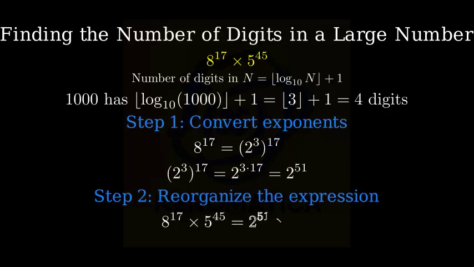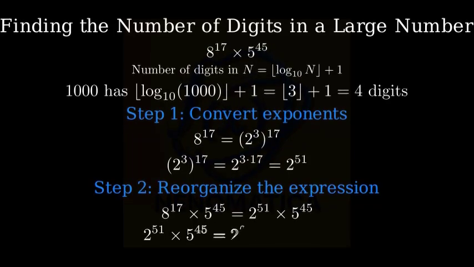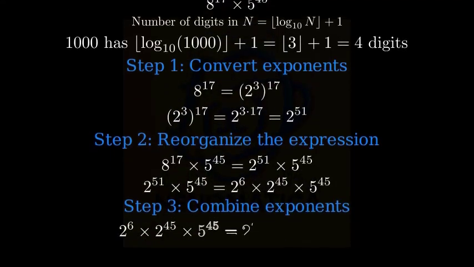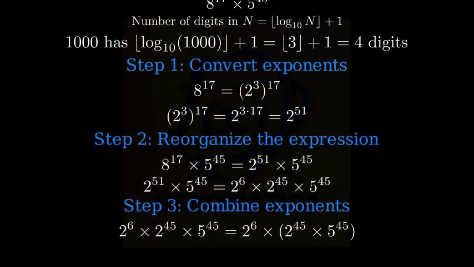We can rewrite our original expression as 2 to the power of 51 times 5 to the power of 45. We'll now split 2 to the power of 51 as 2 to the power of 6 times 2 to the power of 45. This will help us combine terms later. For the next step, we can rearrange this expression as 2 to the power of 6 times the product of 2 to the power of 45 and 5 to the power of 45.